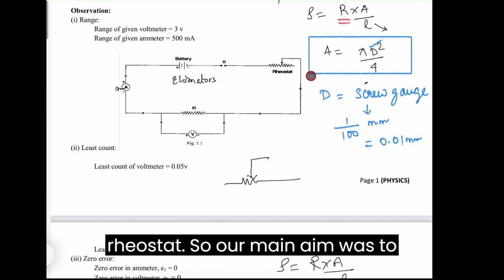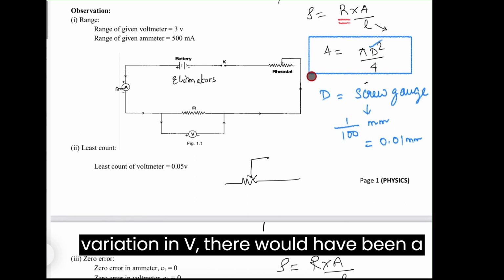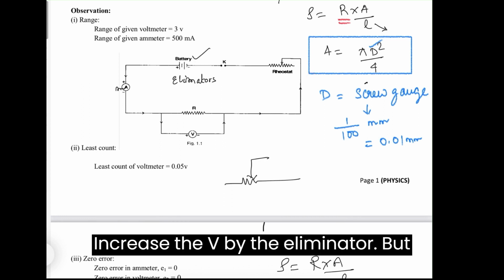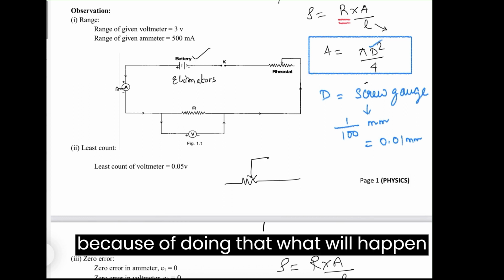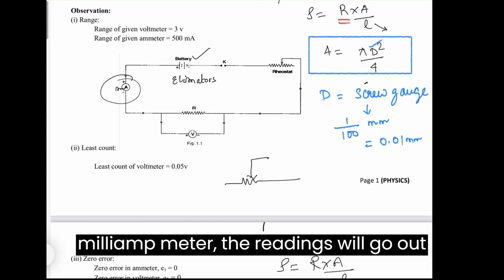So our main aim was to vary V. Then because of the variation in V, there would have been a variation in I. To vary V, we could have increased the V by the eliminator, but because of doing that, what will happen is that as we are using a milliamp meter, the readings will go out of scale.